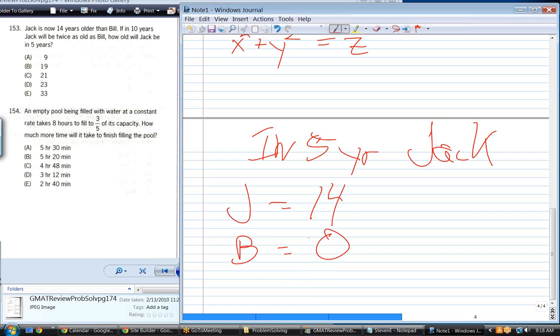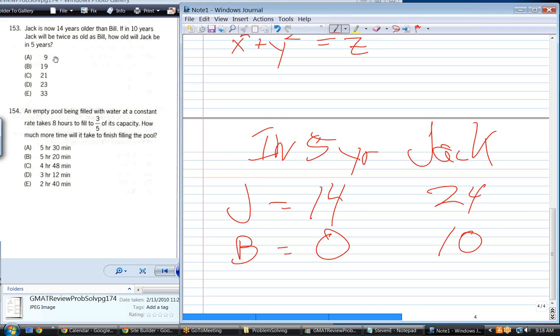Okay, so if Jack in 5 years is 19 years old, and he's 14 years old now, Bill is 0. If in 10 years Jack will be twice as old as Bill, well, in 10 years Jack will be 24, Bill will be 10. That's not twice as old. In other words, when I'm back solving, I'm picking an answer, and then I'm seeing if everything fits with that answer. And it doesn't.